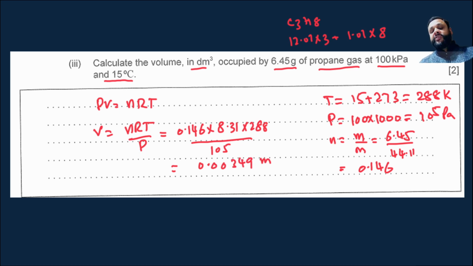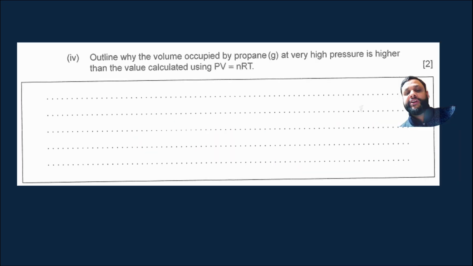If I solve this, that will give me 0.00349 meter cube. Let's go back to the question. The question says volume in dm cube, so converting meter cube into dm cube, we need to multiply by 1000. So we will have 3.49 dm cube.